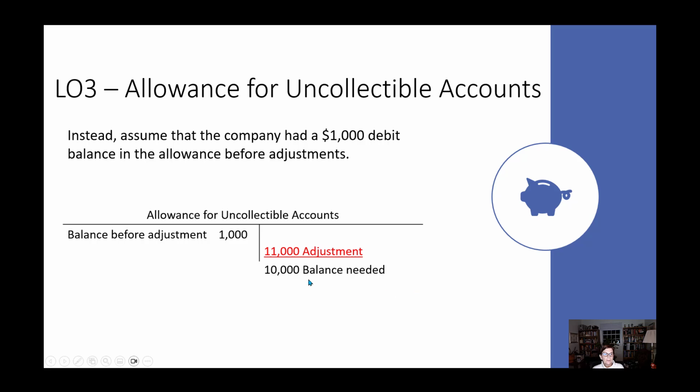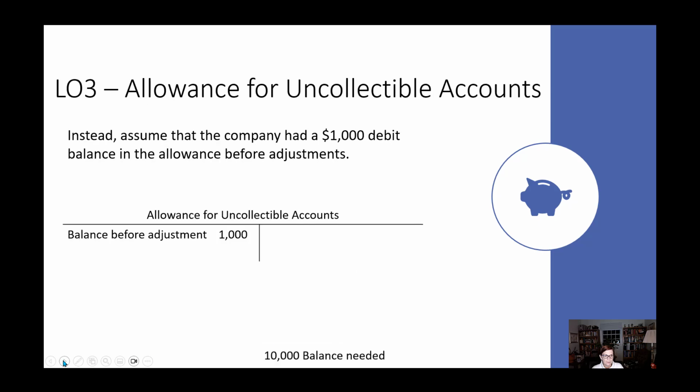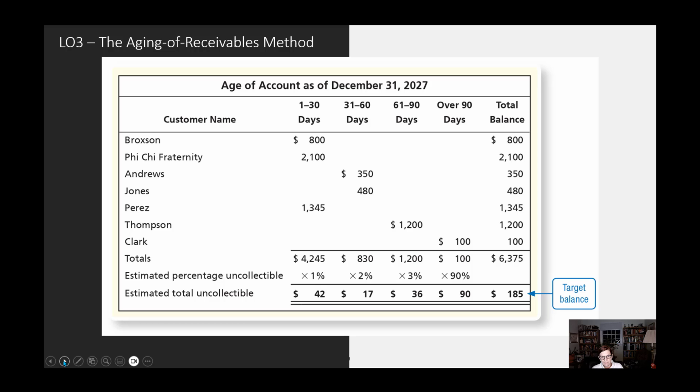So the company will debit bad debt expense, credit the allowance for bad debts for $11,000. Oops, sorry, $11,000. Okay? Same entry we had before. Let me go back a second. Exactly the same entry, only this time it's going to be $11,000 instead of $8,000.